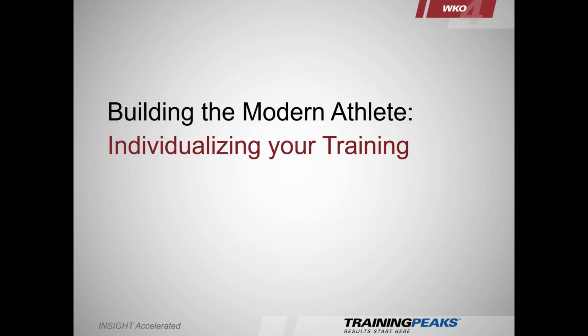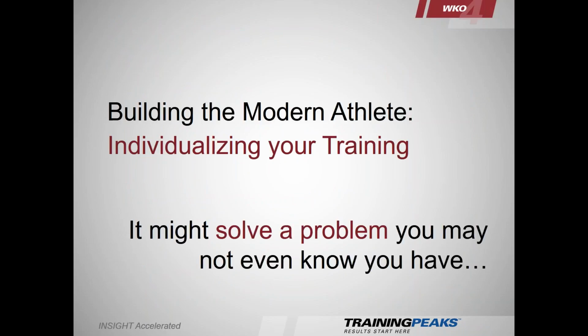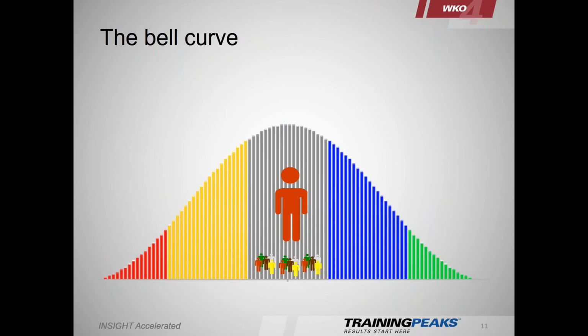So when we start talking about building this modern athlete, you have to start with individualizing your training. When I say that, it might evolve around solving a problem you may not know you even had. And what's that problem? That problem is this. The problem is this bell curve.